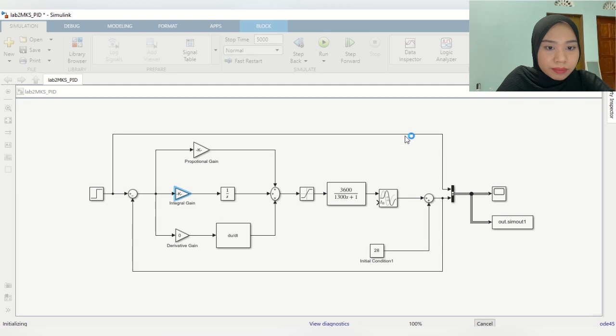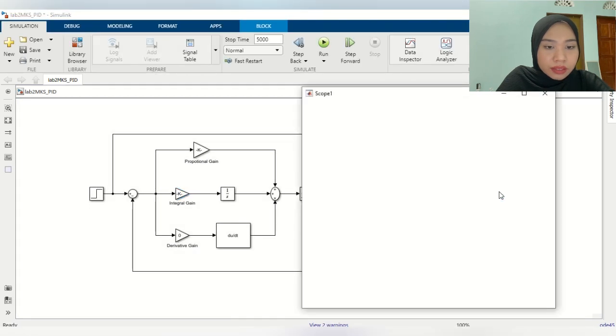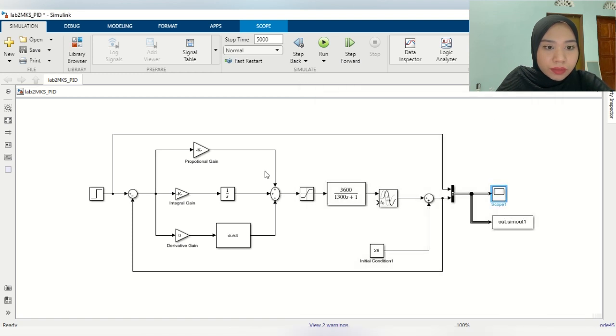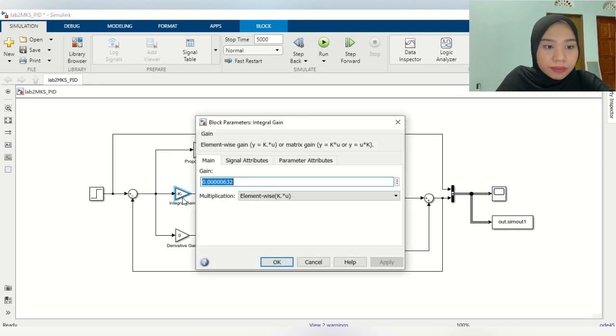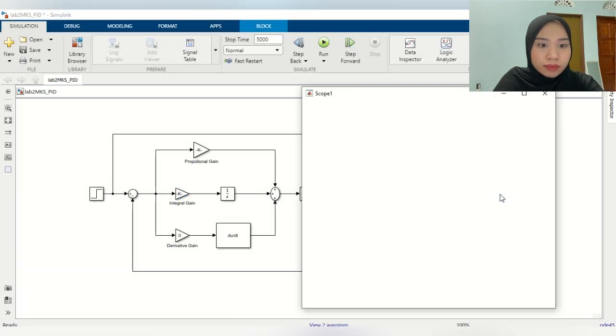And the step is repeated for another value. Run again. You can see that the graph is a bit lower than the previous one. That's all. Thank you.